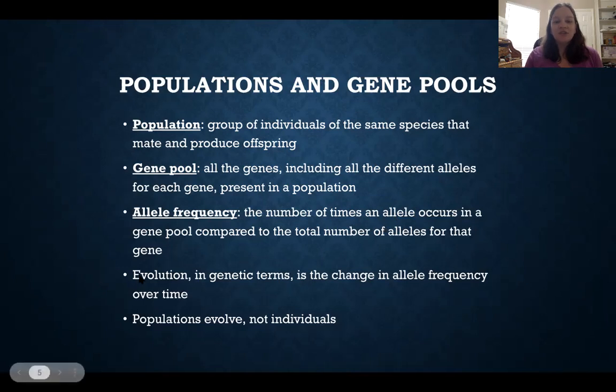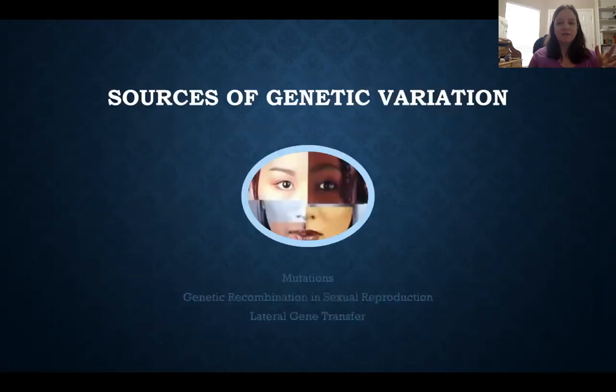So evolution, in terms of genetics, is a change in the allele frequency over time. When we're talking about evolution, we're saying that the population is changing because the allele frequency is changing, not the individuals. The individuals don't evolve. Individuals survive or die, but the population evolves.